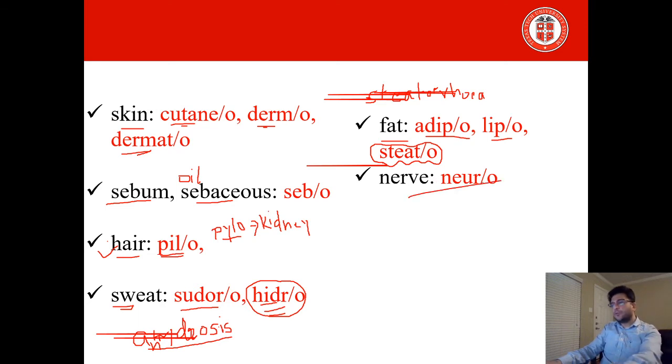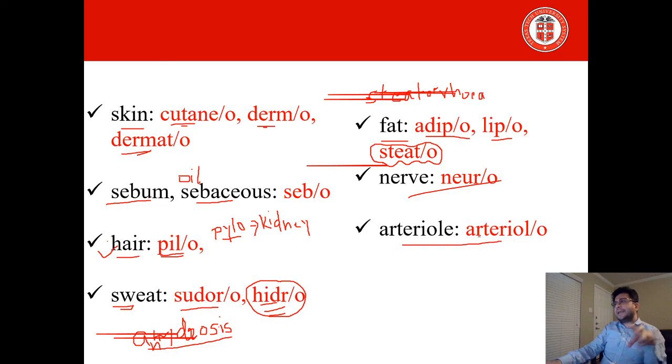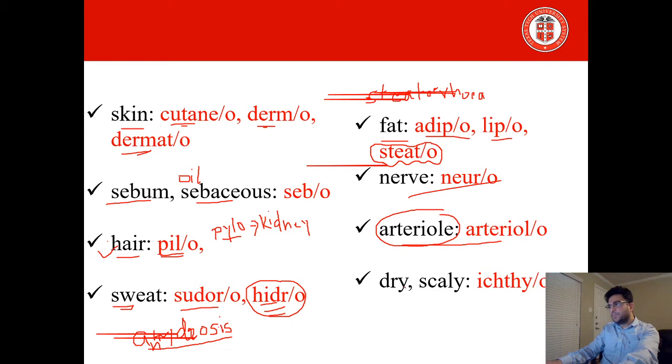Nerve, that's too straightforward. Neuro, you know that. Arteriole, it's just an extension of the artery. So once we talk about the cardiovascular system, we'll talk that there are main arteries which just branch into thinner arterioles, which are responsible for providing resistance to our blood flow. So these are some minute structures of our vascular system.